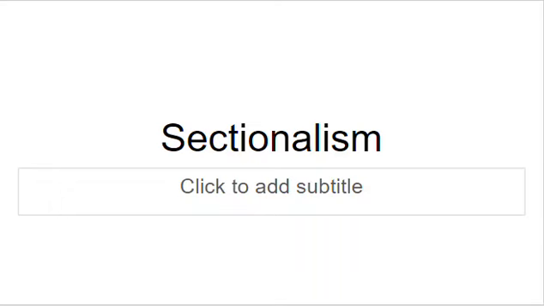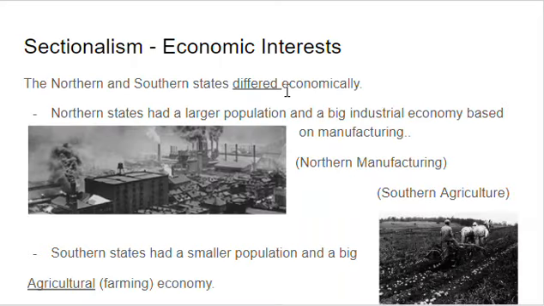Hi everyone, today we're going to begin talking about the Civil War, and we're going to start off with what led to the Civil War. And we're going to start off talking about sectionalism, about how different parts of the country were different, and for starters, the economic interests. The North and the South states differed economically.